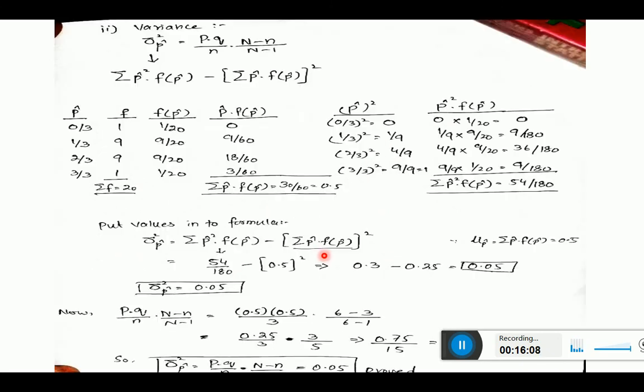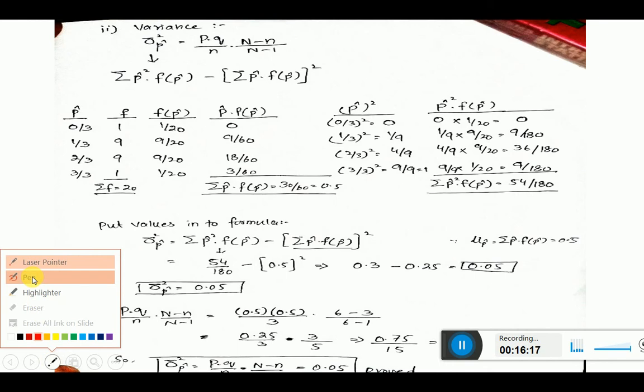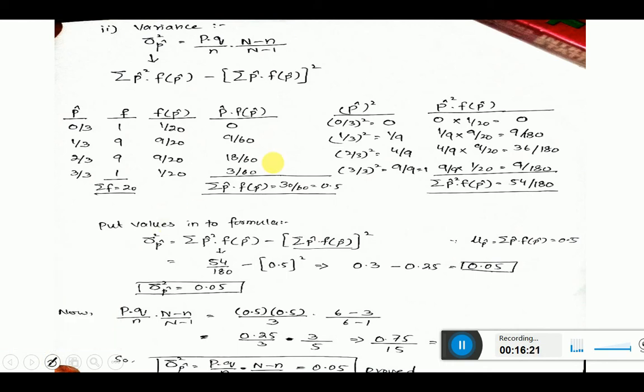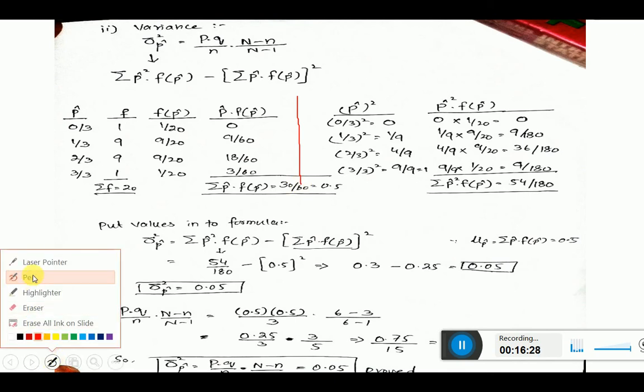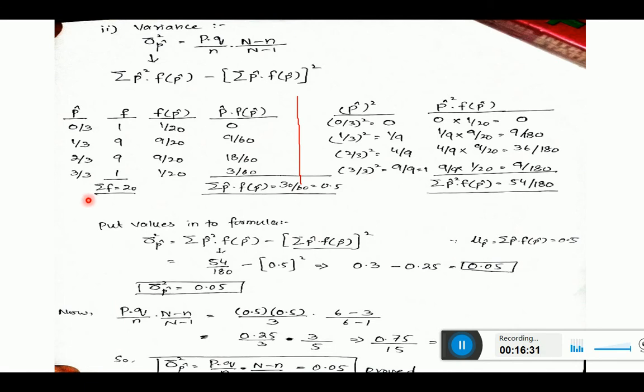Now let's start with the variance formula. Let me highlight it here. Here I have the columns which I have already used in my previous slide: p cap, f of p cap, and p cap dot f of p cap.